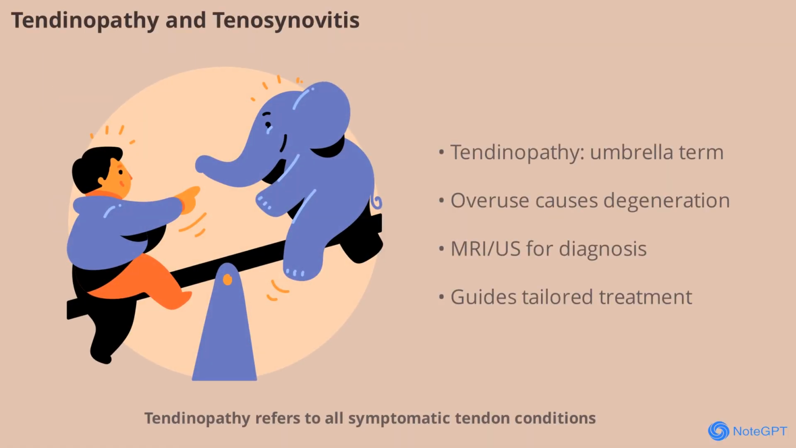Tendinopathy refers to all symptomatic tendon conditions, including degenerative changes, tendinosis, and inflammation of the tendon sheath, tenosynovitis. Overuse is a common cause, leading to microscopic injuries and chronic pain. Histopathology often shows collagen disorganization and neovascularization rather than true inflammation.